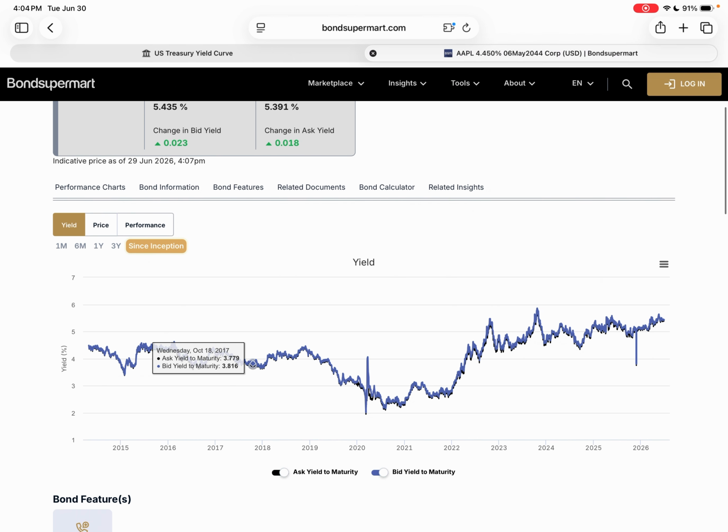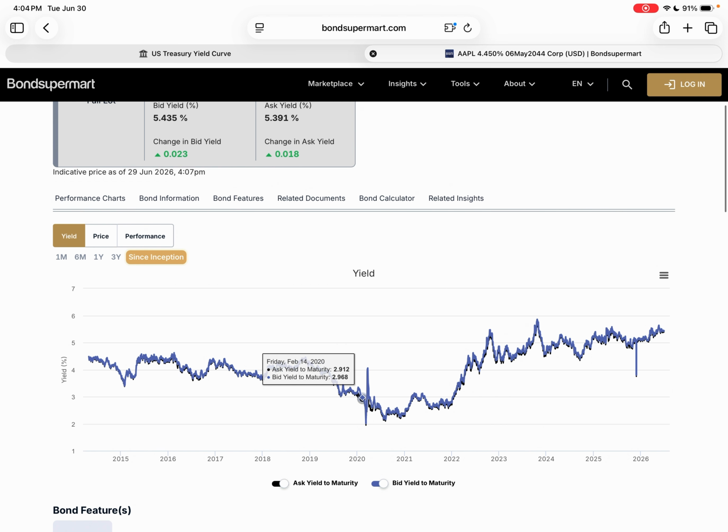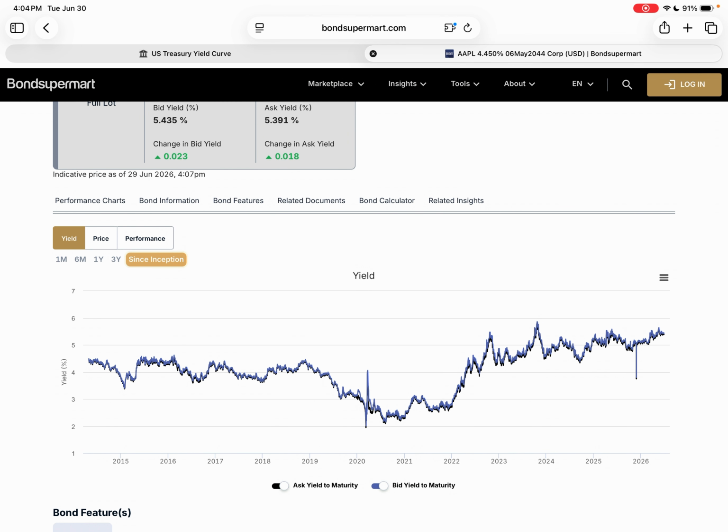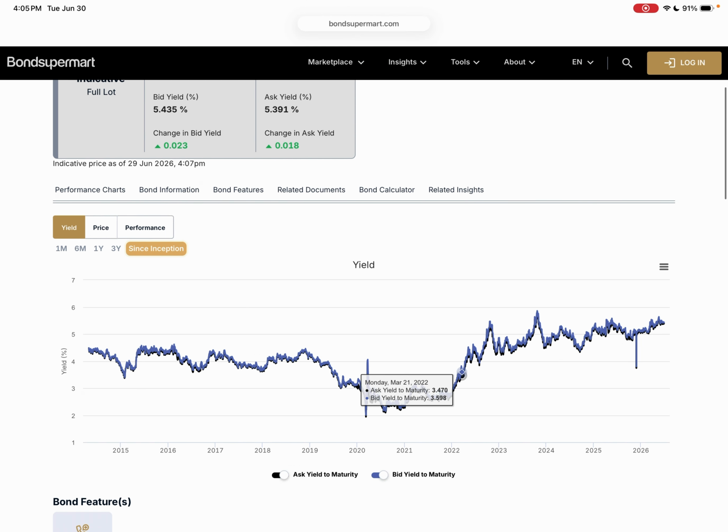So the yield to maturity actually fluctuates quite a bit, and this depends on the risk-free rate in the market. So we'll talk about that soon. This depends on the risk-free rate in the market, but it fluctuates based on market conditions. That's the key point here.